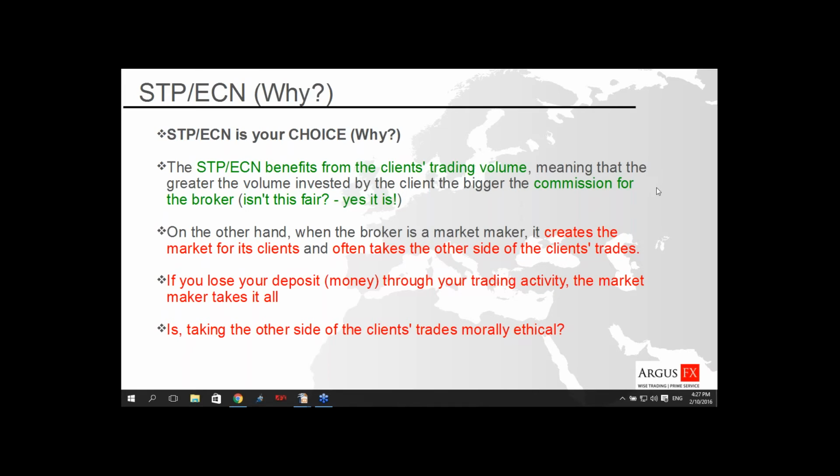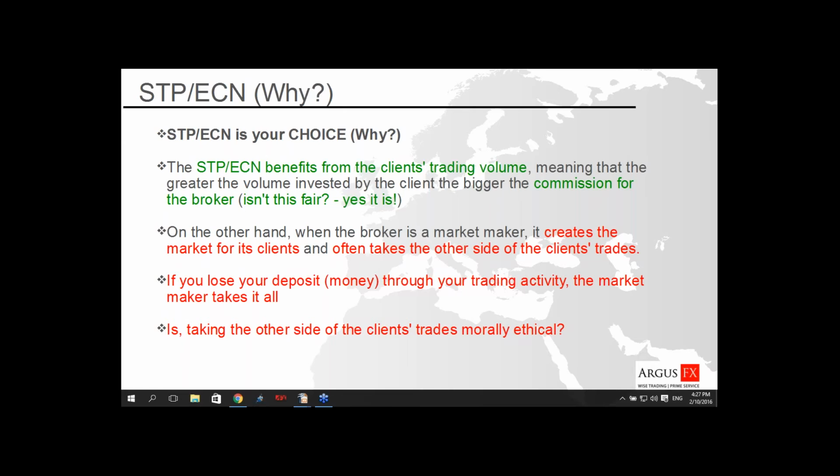Let's go to the second bullet point. On the other hand, when the broker is a market maker, it creates the market for its clients and often takes the other side of the client's trades. So you can see a big differentiation here. And you're going to say, what's happening here? Why does the market maker want me to lose money? Why does a market maker want me to have a losing trade?